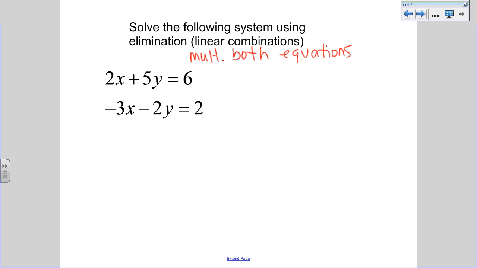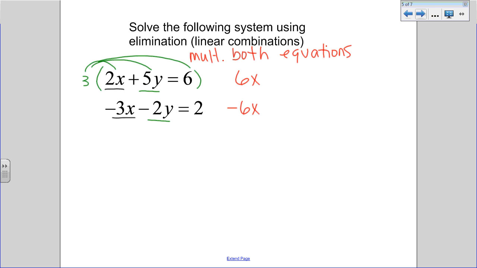And so I just decide, do I want my x's to match? Or do I want my y's to match? And it doesn't really matter. When I look at this, I decide to make my x's match. So that means 3 and 2 both go into 6. So I'm going to make one of them 6x. I have to make the other one negative 6x. So what do I have to multiply by? Well, I'd have to multiply this equation by 3.